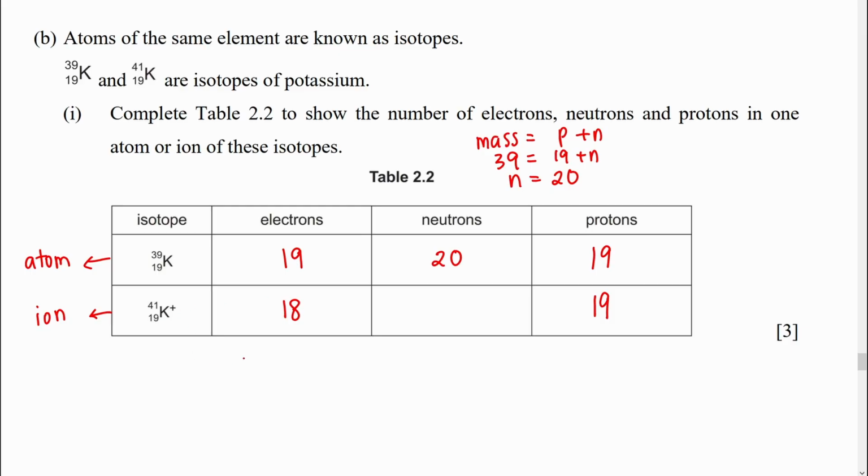Then what about the mass? Mass equals to P plus N. So the mass is 41 equals to 19 plus N. So N equals to 41 minus 19, which is 22. So the neutron here is 22. Okay? Very easy.